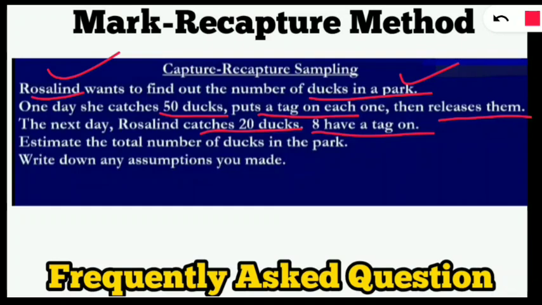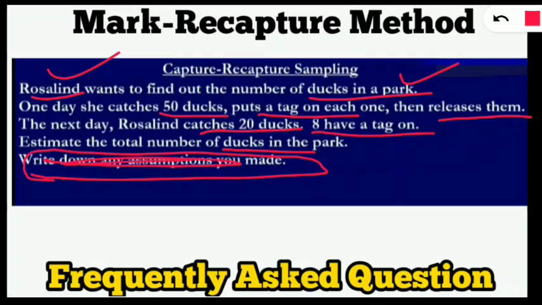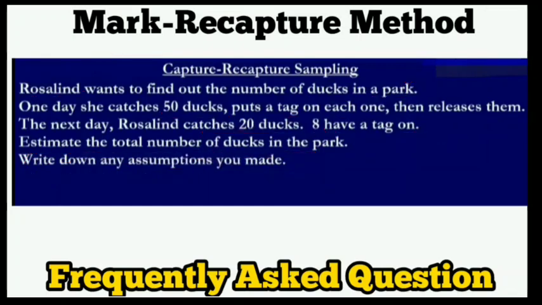So here we will discuss one by one. The question is asking: estimate the total number of ducks in the park, and write down any assumption you made. Let us ignore the assumption part for now and just find the total number of ducks in the park. To solve this, I will tell you the concept behind the mark recapture method.